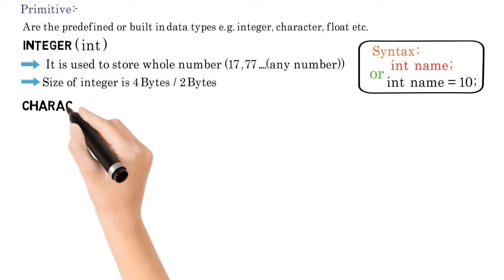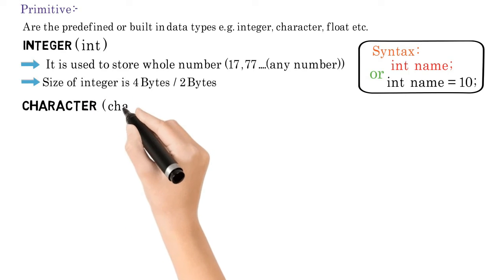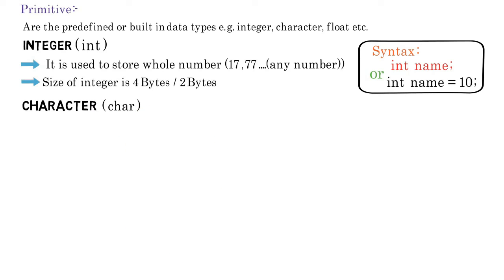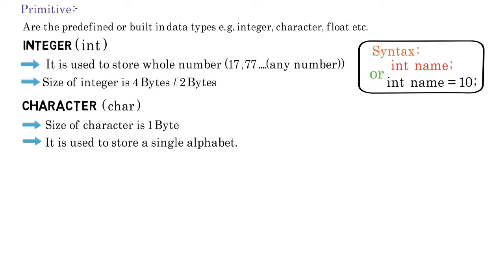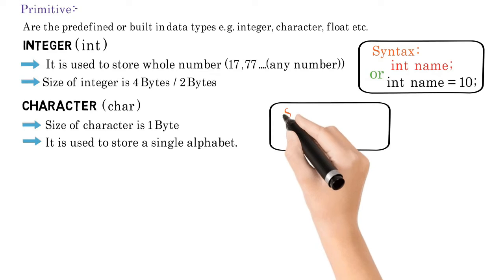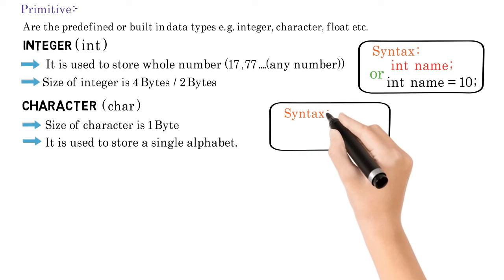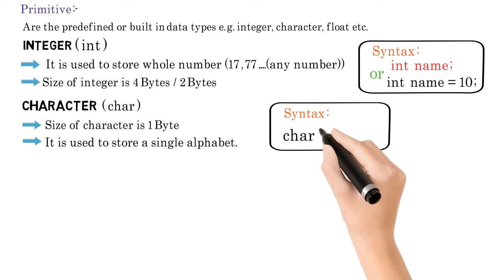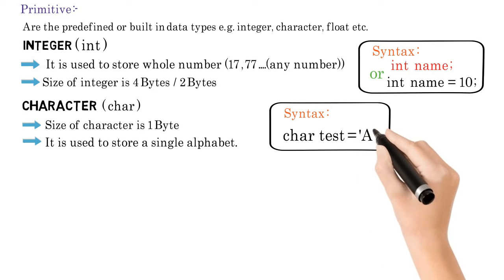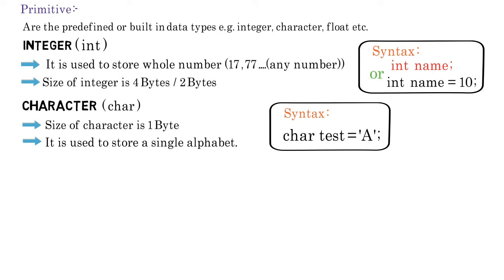Character data type. Character takes 1 byte in the memory. It can hold ASCII character, a single alphabet, a single digit, or a single special symbol, enclosed within single inverted commas. char stands for character in C++ coding. Here char is the keyword. Syntax: char space the name of the variable, we can use as test equals to, in single quotes we are using alphabet A. So A is assigned to this test variable and it's a character value.